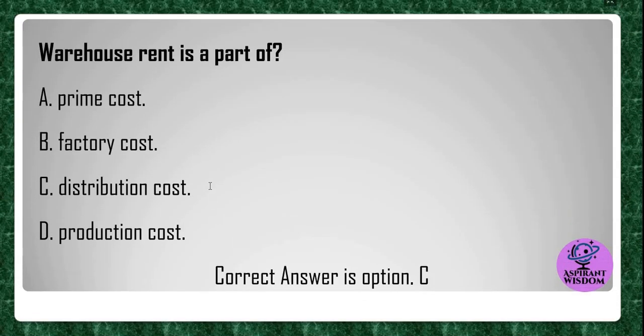Warehouse rent is a part of A. Prime cost. B. Factory cost. C. Distribution cost. D. Production cost. Correct answer is option C.